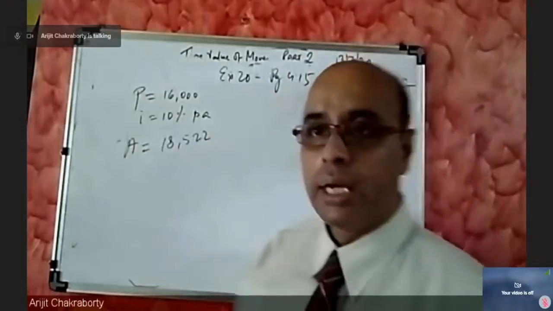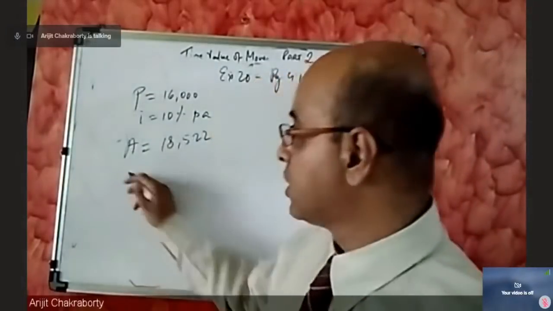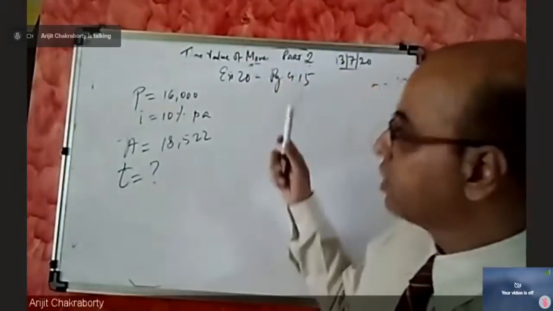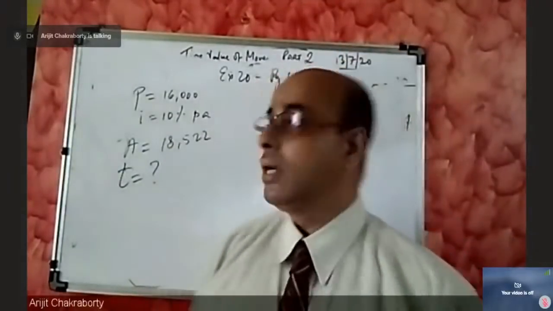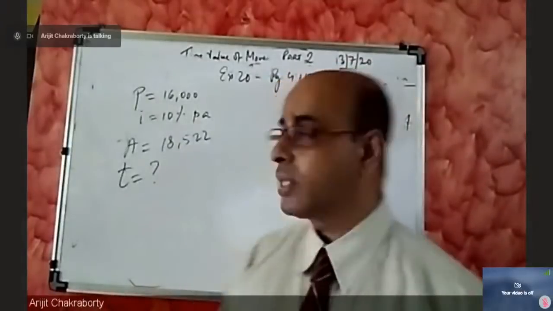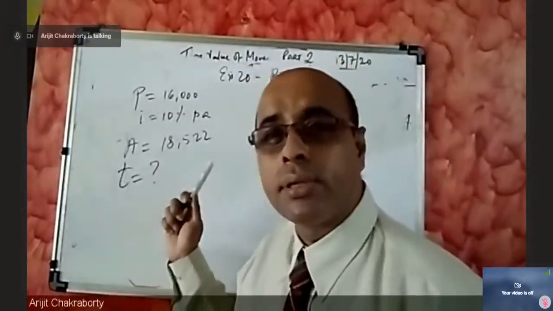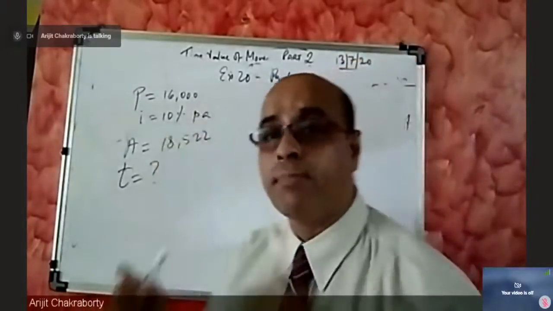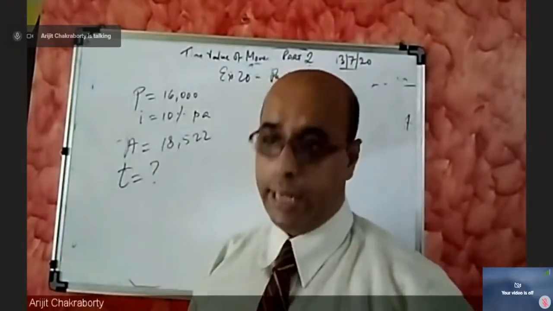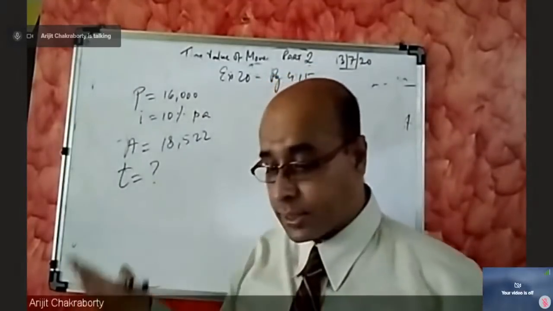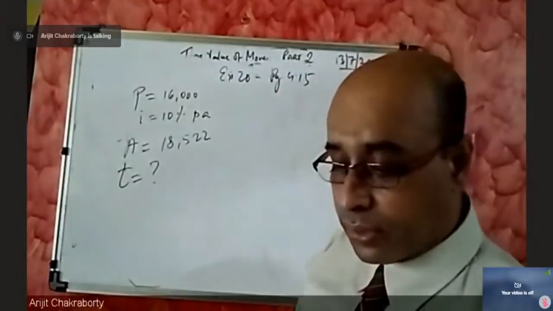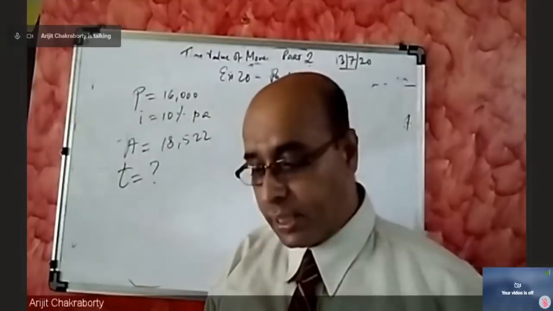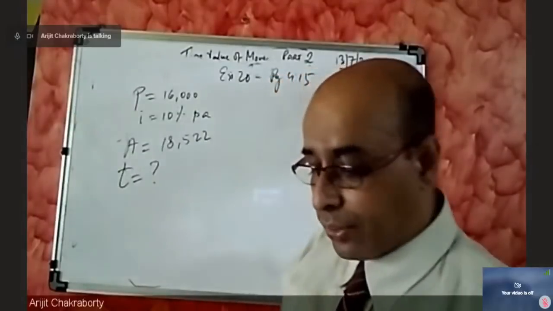We have to find the time, T, which we don't know. So we've got principal 16,000. The rate of interest is given, 10%. The amount is 18,522, and we also know that it's a case of compounding semi-annually. Which means we have to find out the time period T, in what time.